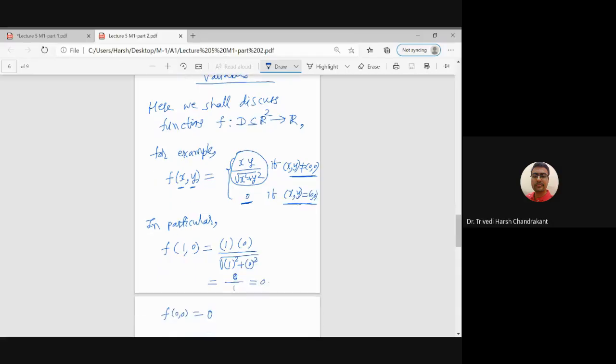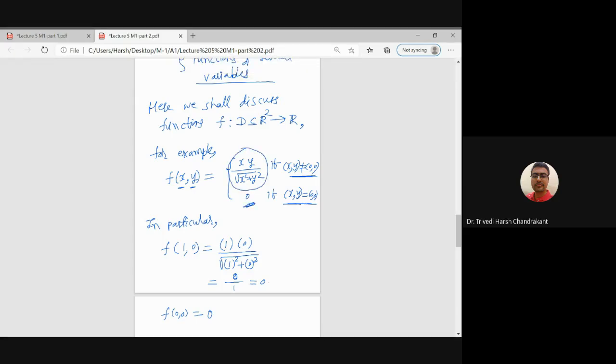So basically we are defining functions which are defined on the xy plane. We are evaluating the function at a point of the xy plane, but the output of the function, the value of the function at that point, is a real number. This is a real number, this is also a real number, but this is in the xy plane, so it belongs to R2. It is a pair of two real numbers.